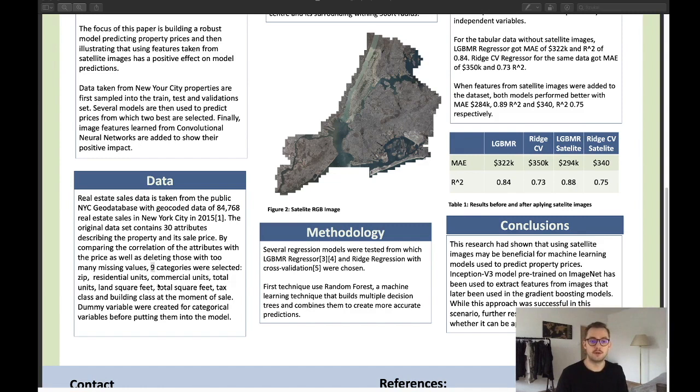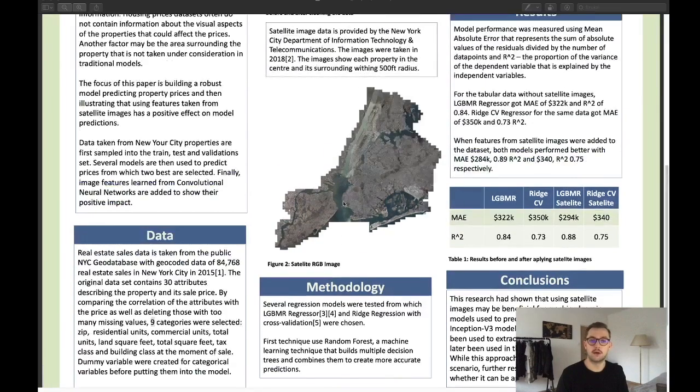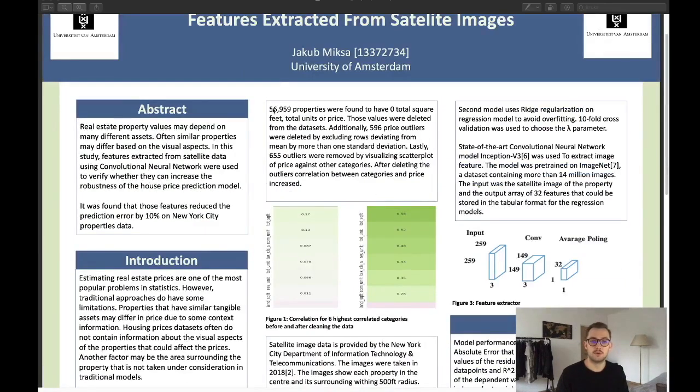For the categories that were categorical, I had created dummy variables. Additionally, 57,000 properties were found to have 0 total square feet, total units, or price. Therefore, I decided to delete those because they may contain false information for the model.